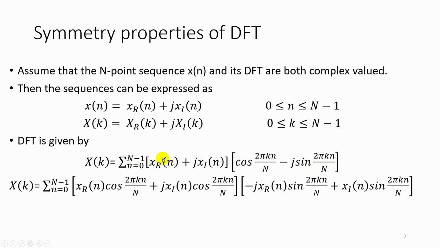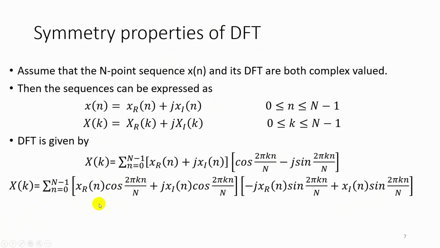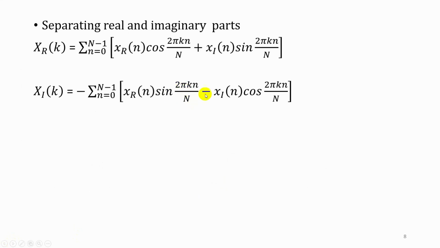Multiplying these terms, the first term is xr of n into cos 2 pi k n by N. The second term is j into xi of n cos 2 pi k n by N. The next term is xr of n into minus j sin 2 pi k n by N. The next term is minus of j into j, that is j square. J square is minus 1. Minus 1 into minus becomes plus, into xi of n sin 2 pi k n by N. Now we are going to separate the real and imaginary parts. So the real part is equal to this cos term and this sin term, and the imaginary part we will get from the next sin term and cos term.